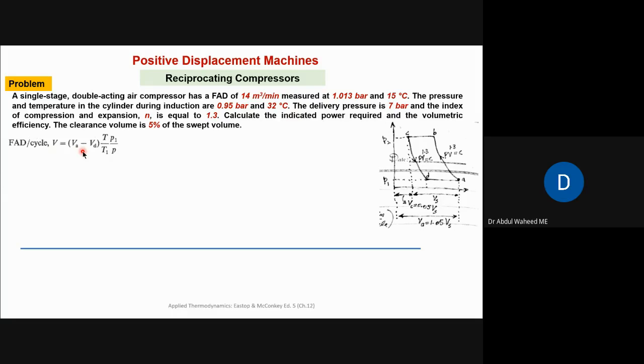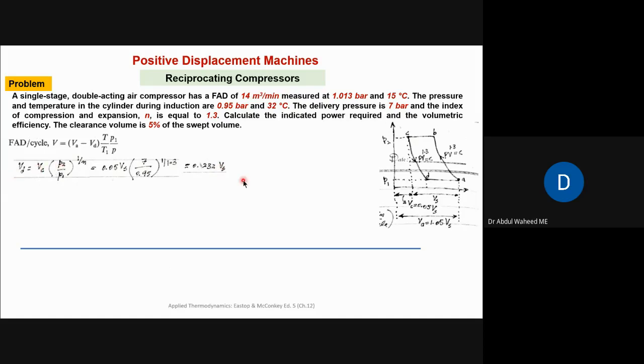Okay. So now in this formula, we know what VA is. VA is given in terms of VS, 1.05 VS. Now we want to write an equation for VD from this expansion curve. So VD is equal to VC into (P2 by P1) to the power 1 over N, from that reversible polytropic equation. VC is given as 0.05 of VS, clearance volume, into P2 by P1, which is the actual 7 over 0.95, to the power 1 over 1.3. So it is 0.232 VS.